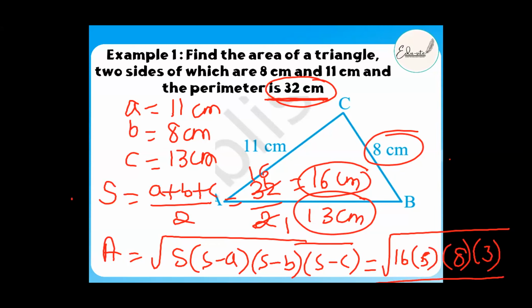Now multiply all of it and calculate the root. Do you have a calculator? I want you to multiply all of it and tell me what this is: 16 into 5 into 8 into 3. You can try it with an online calculator if you have. Okay. What is 16 into 5 into 8 into 3?